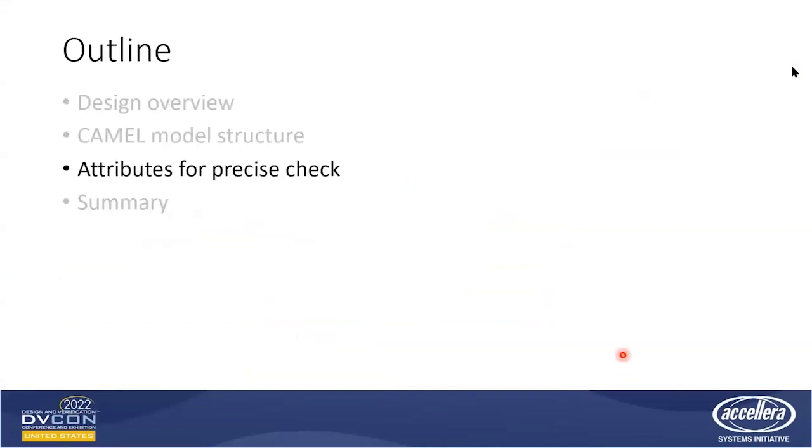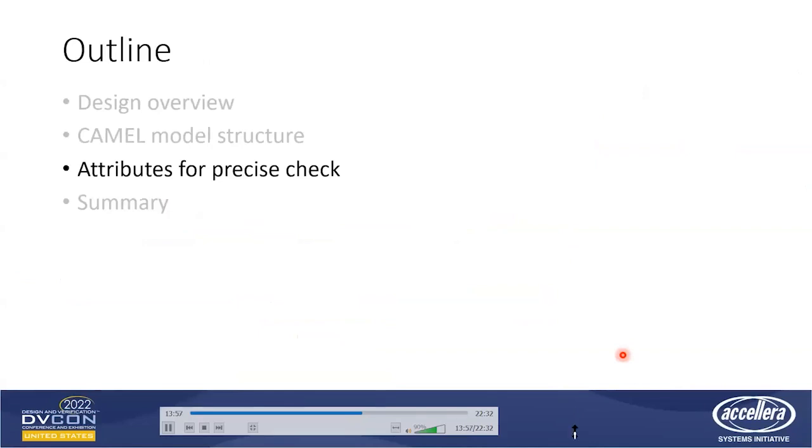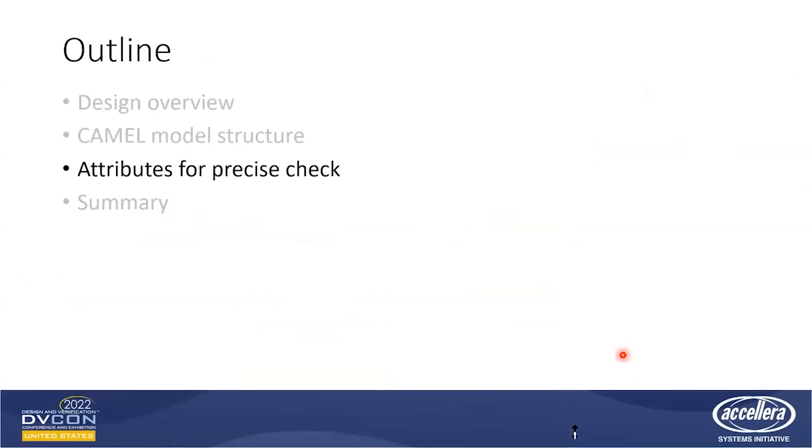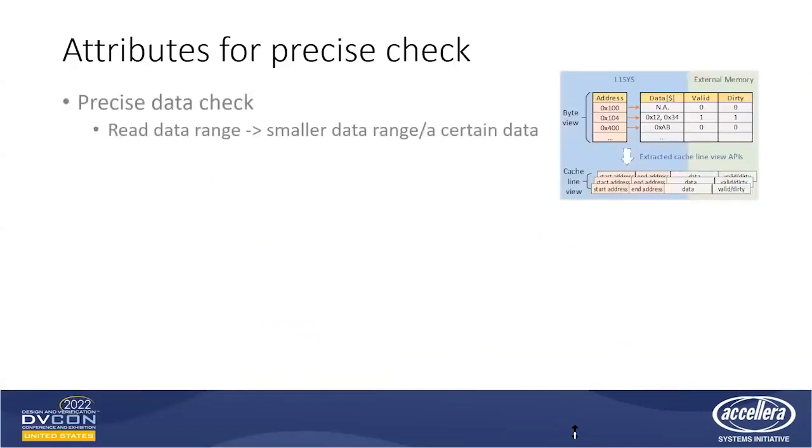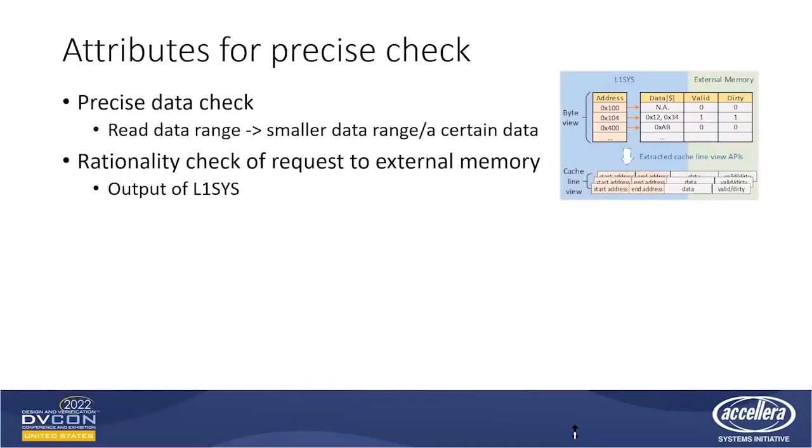In the previous example, the check precision is acceptable, but not precise enough. In the early stage of verification, we can quickly build up the test bench based on the simple CAMEL model. But for the later stage of verification, we provide more attributes to achieve a more precise check. So what other checkers do we need? First is the precise data check. The simple CAMEL model can only offer a data range, but this range needs to be smaller or even a certain data value. Next is the reasonability check of the request to external memory.